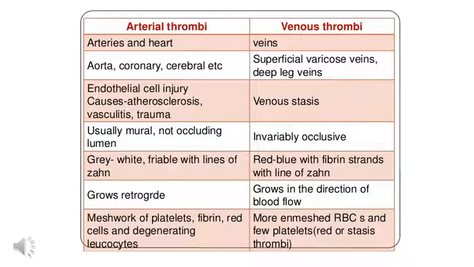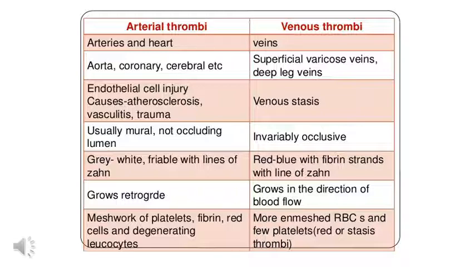In arterial thrombi, a meshwork of platelets, fibrin, red cells, and degenerated leukocytes occurs. Due to this meshwork, we can observe a deficiency of WBCs and RBCs as well, because due to clot formation, RBCs and leukocytes are consumed and possibly damaged by the obstruction. Venous thrombi contain more entrapped RBCs and few platelets.